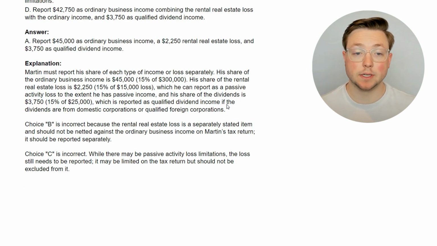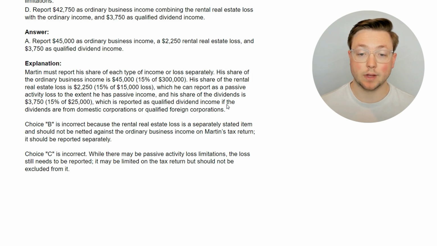Okay, here's the answer. So the correct answer is report $45,000 as ordinary business income, a $2,250 rental real estate loss, and $3,750 as qualified dividend income. Okay, so let's learn a little bit more about this. Martin must report his share of each type of income or loss separately. His share of the ordinary business income is $45,000, which is 15% of $300,000.